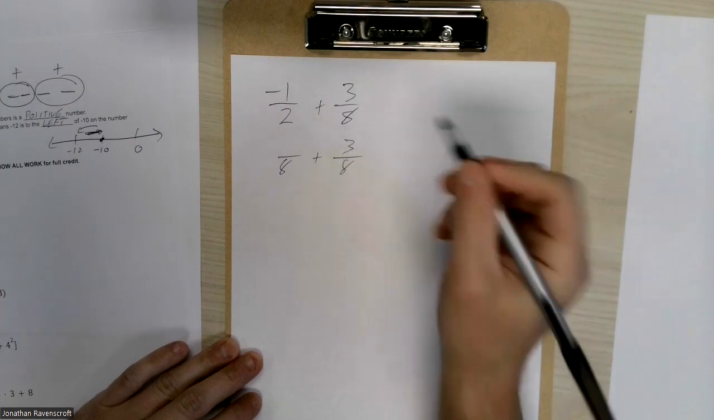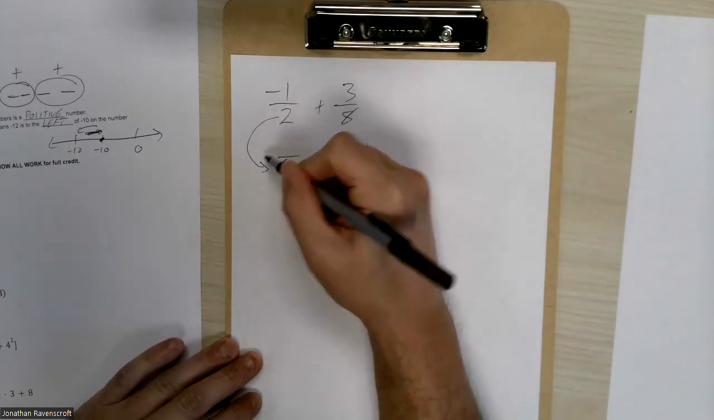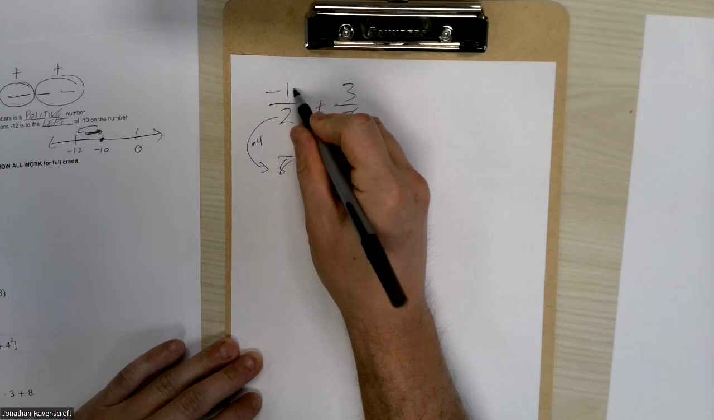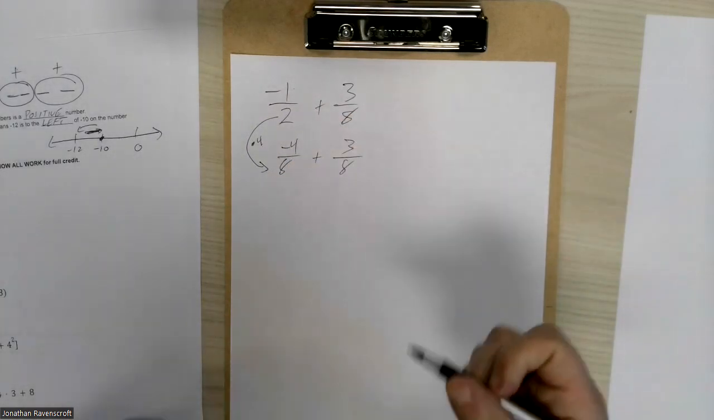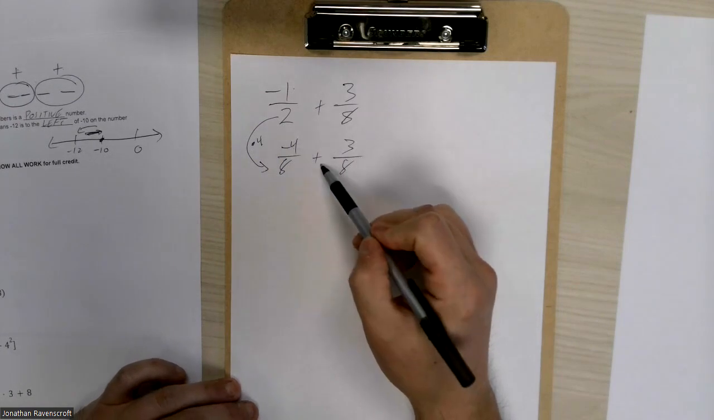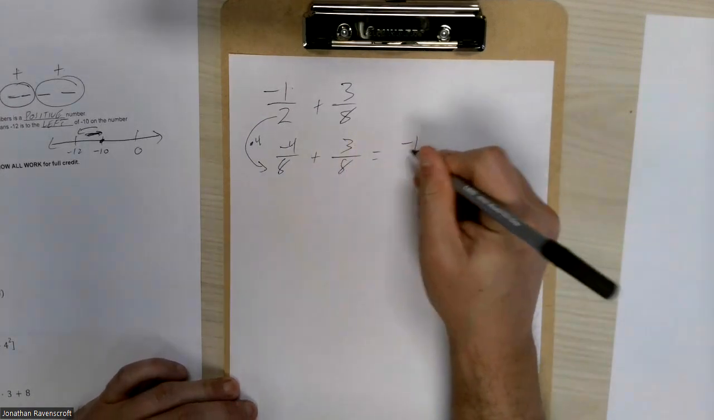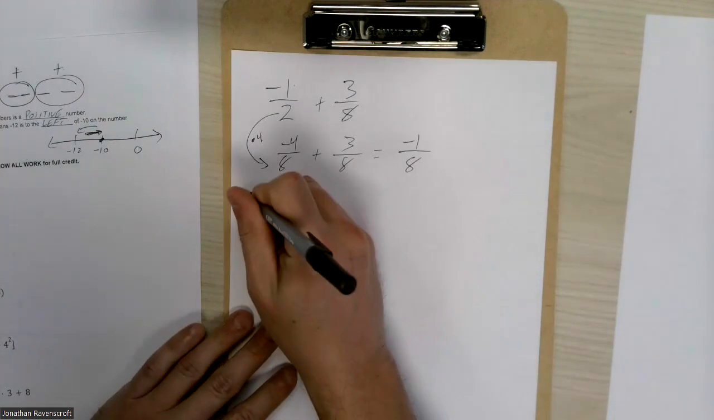Leave this alone. 2 times what makes 8 is times 4. -1 times 4 is -4. Now we have to deal with signs. -4 plus 3 is -1/8. And that's it. We're done with the problem.